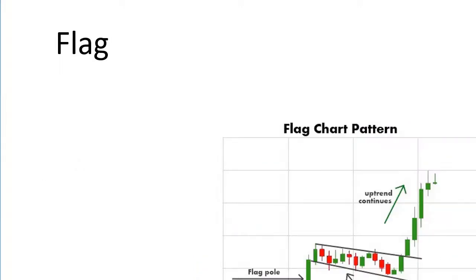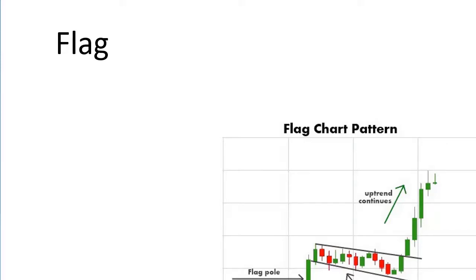Now, let's talk about the flags. Flags are quickly forming patterns. They usually appear after a small channel from a steep trend, as you can see here. After an uptrend, it has a little downward slope, and after a downtrend, a little bit of an upward slope, which is right here, okay?